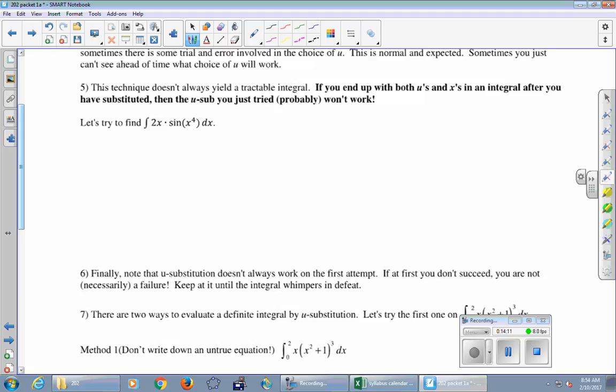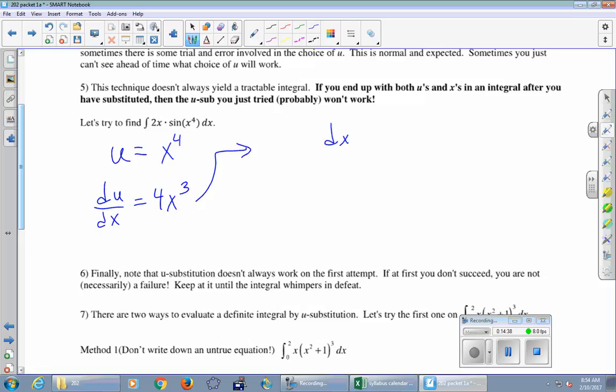So for example, let's give this one a shot. Remember I'd said if you see sine of stuff, you might let u equal the stuff inside the sine. So in this case, we could try x to the 4th. Remember the next step is to take a derivative. Always use Leibniz notation here. Derivative is 4x to the 3rd.